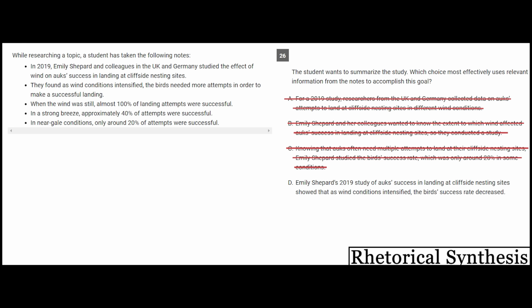And choice D says, "Emily Shepard's 2019 study of auk success in landing at cliffside nesting sites showed that as the wind conditions intensified, the bird success rate decreased." This choice introduces what the study is about and what the study discovered, which sounds like a much better summary than the other options.